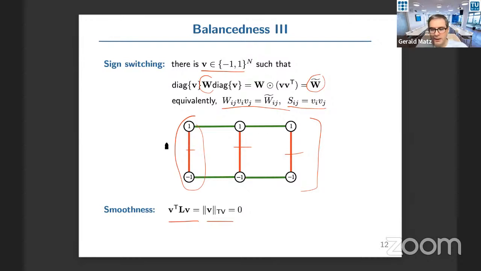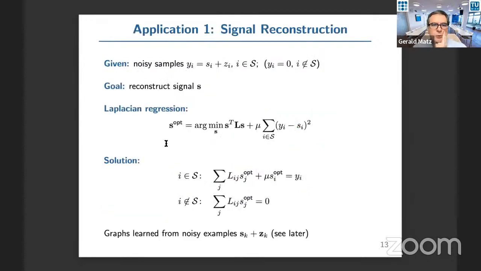Now, let me show 2 application examples for signed graphs to illustrate possible advantages of this. The first one was a signal reconstruction problem where what you're given is noisy samples of a signal. So what you're interested in is actually the signal S, and you get samples of that signal on a particular sampling set. So for a certain index set S, and we're going to assume that for all the remaining indices, the observation is 0 for simplicity. And the goal is to reconstruct the signal itself for all indices, right? So even for the non-observed locations, of course, you want to also suppress the noise.